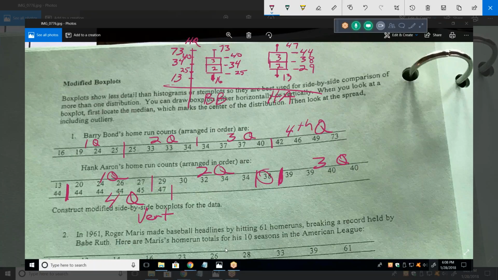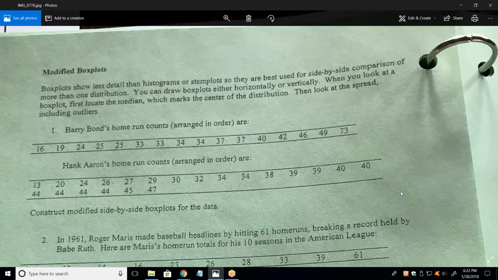Well, what's the question on number 2? It says in 1961, let me go to the question. Would you consider his record-setting year to be an outlier? Why or why not? So question 2 has nothing to do with question 1? No. In other words, they're not asking you to compare Roger Maris with Barry Bonds or Hank Aaron. In that case, I'll scan down to it.